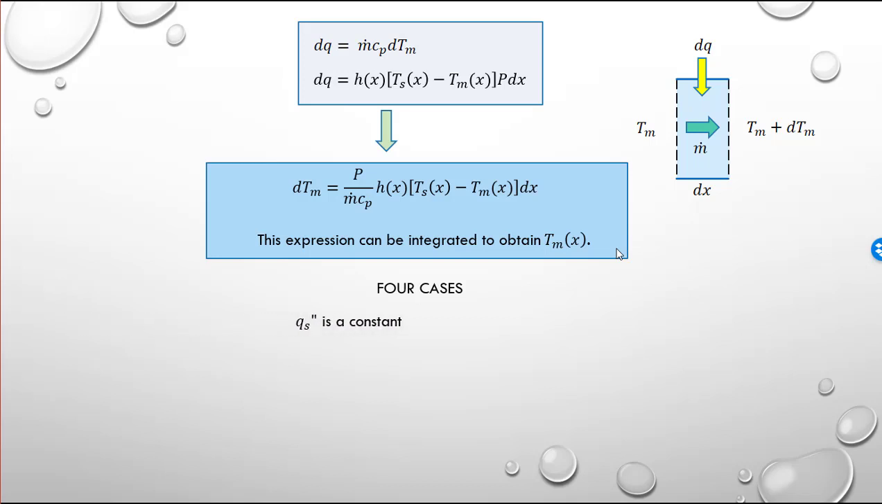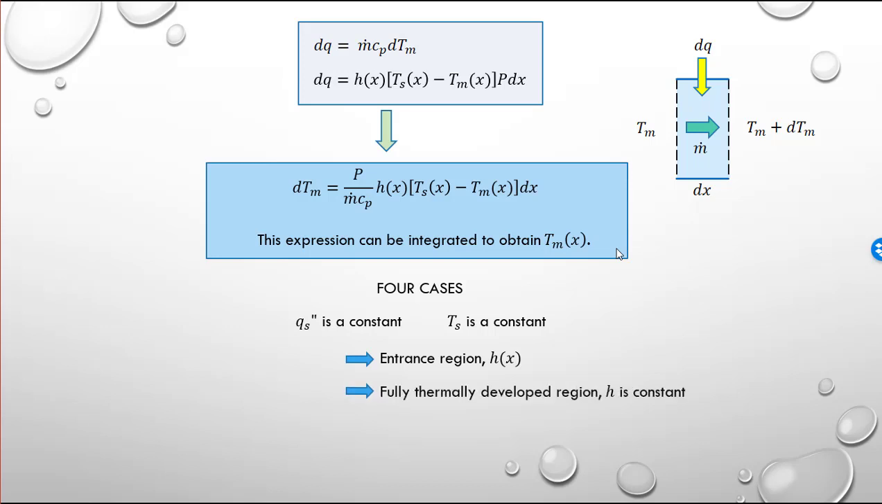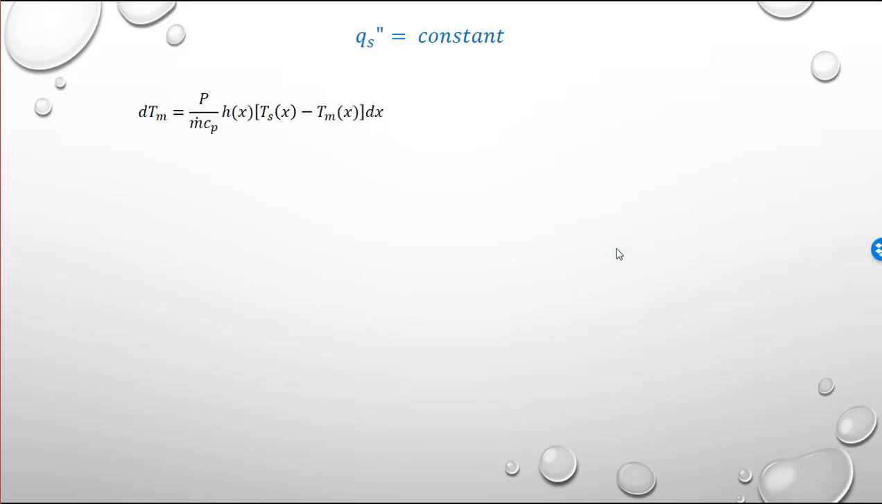There's two broad categories for the situation. First, if the heat flux on the tube wall is a constant, and for the case where the surface temperature is constant. And for each of these, we'll have to consider two different situations. The first is to consider the entrance region, where the heat transfer coefficient is a function of x, and then the location past the entrance region. And the second will be in the fully thermally developed region, where h becomes a constant.